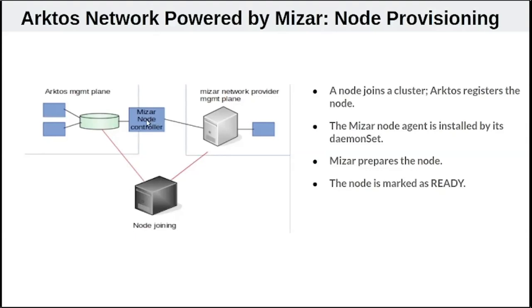Meanwhile, the Mizar node agent's node controller will detect the new node and notify the Mizar system, requesting the Mizar system to prepare the node. How the node preparation goes is totally a Mizar network provider implementation detail. After the node has been prepared inside the Mizar system and the node agent has been properly installed on the workload, that node can be marked as ready. And Arktos will schedule pods to run on that workload in the future.